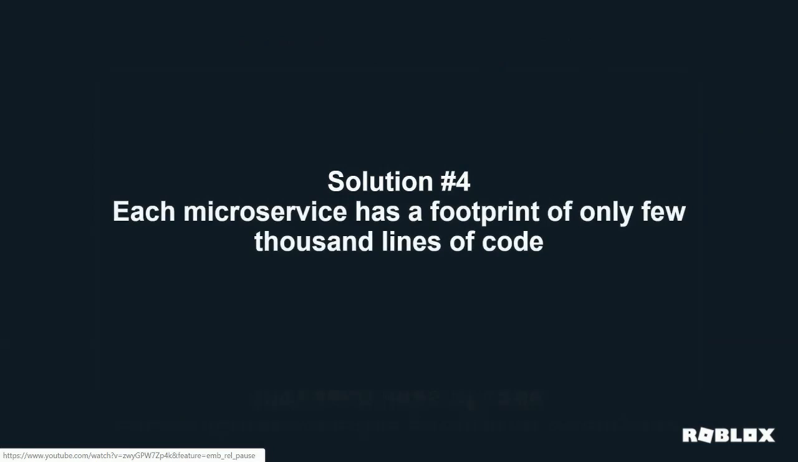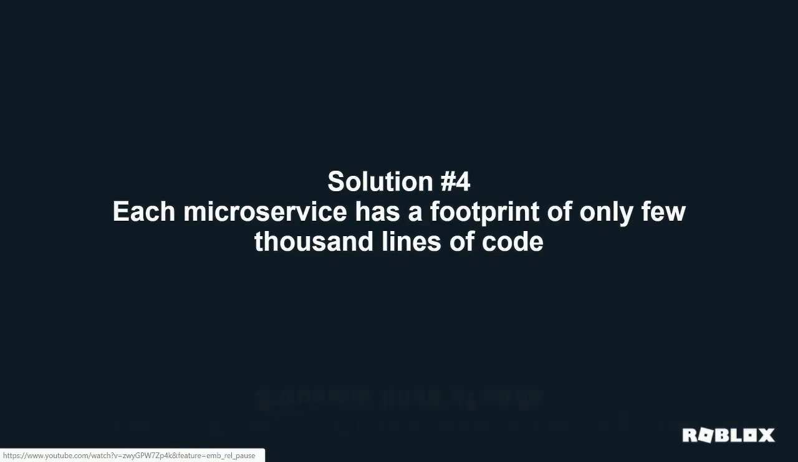But anyway, next thing, solution number 4, is each microservice should have only a small footprint of code, only a few thousand lines of code, which is great. If you have that small service, it does only a specific business requirement. You are in good shape, your team can maintain that. Not just maintain, they understand 100% of the code, which is great.